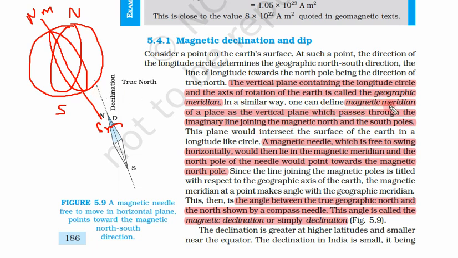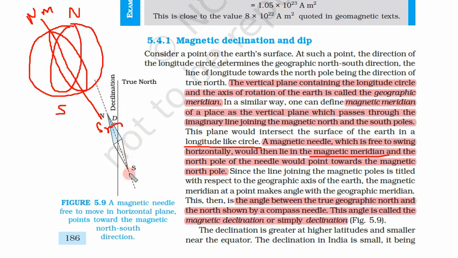In a similar way, one can define the magnetic meridian of a place as the vertical plane which passes through the imaginary line joining the magnetic north and south poles. So this is the magnetic meridian. This plane would intersect the surface of Earth in a longitude-like circle. So we can see this is a longitude-like circle, but there is some angle. A magnetic needle which is free to swing horizontally would then lie in the magnetic meridian. So here you can see this magnetic needle is in this magnetic meridian.